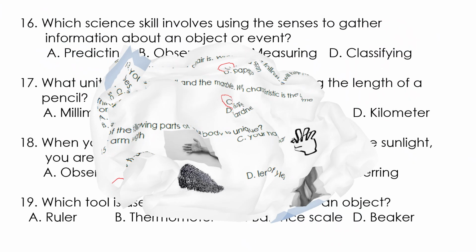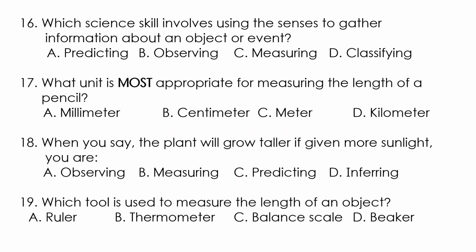Next, for number 16. Which science skill involves using the senses to gather information about an object or event? A. Predicting, B. Observing, C. Measuring, D. Classifying. What is your answer? The answer, kids, is letter B.